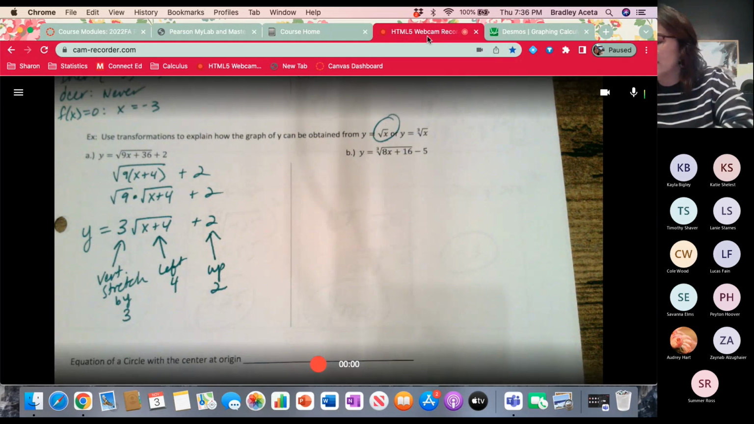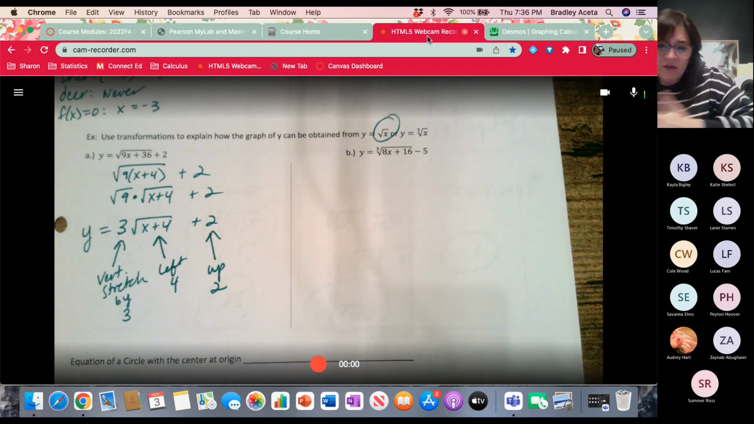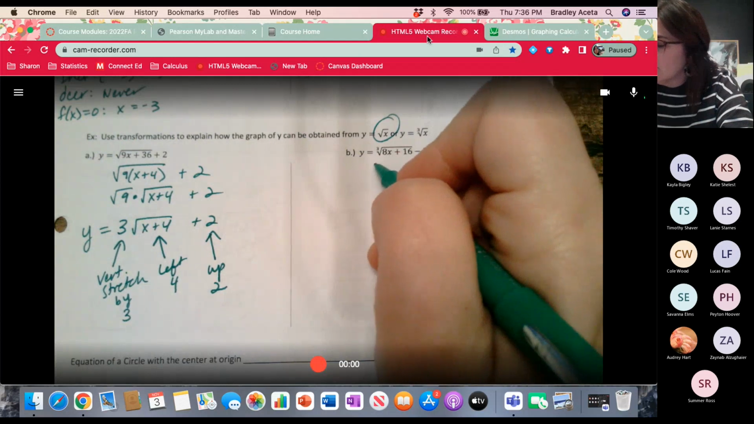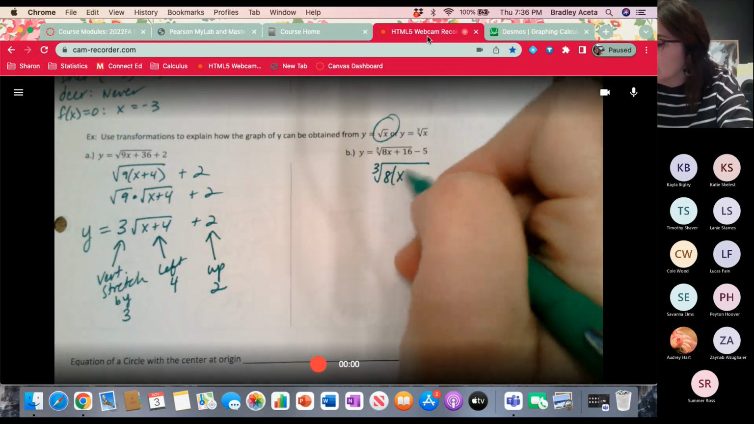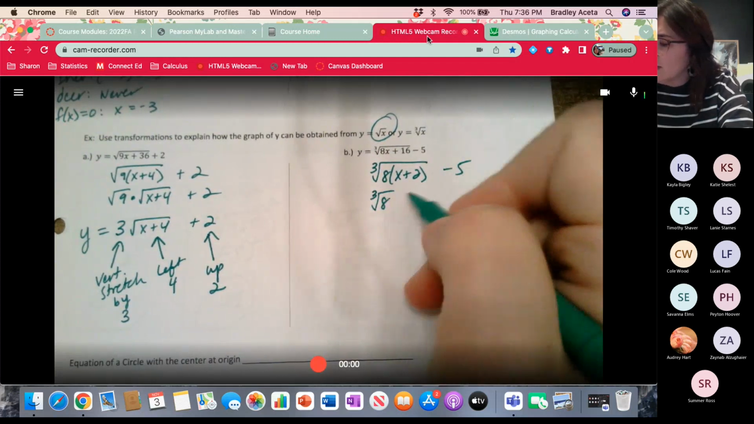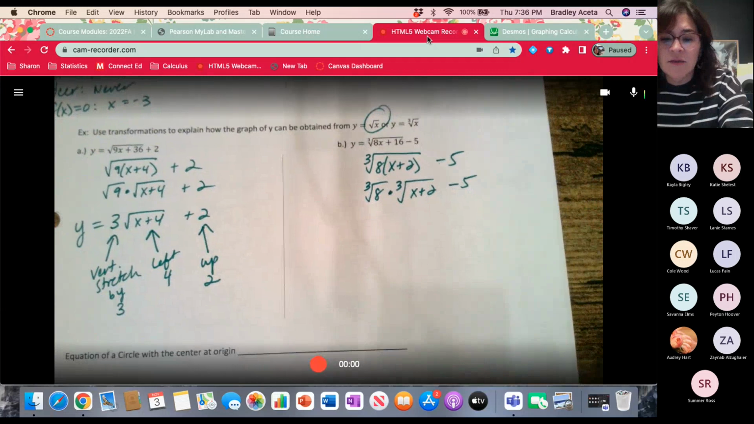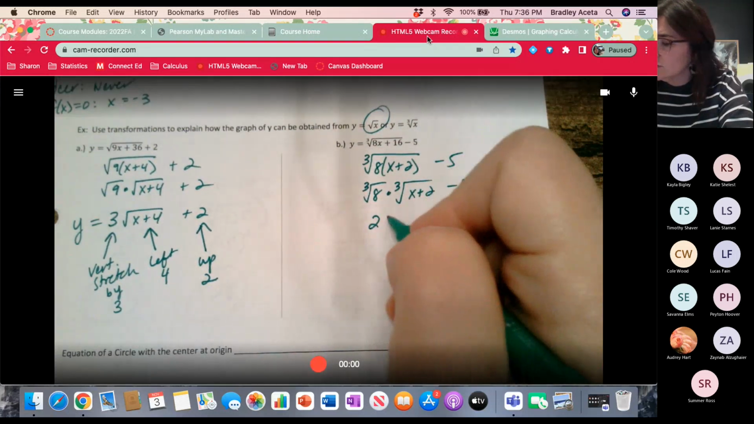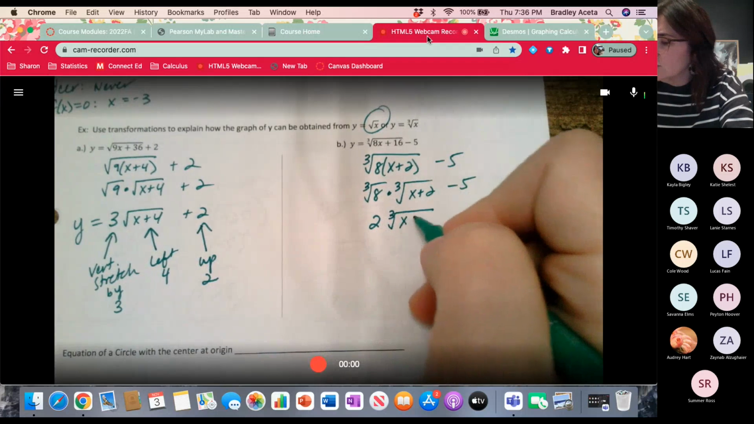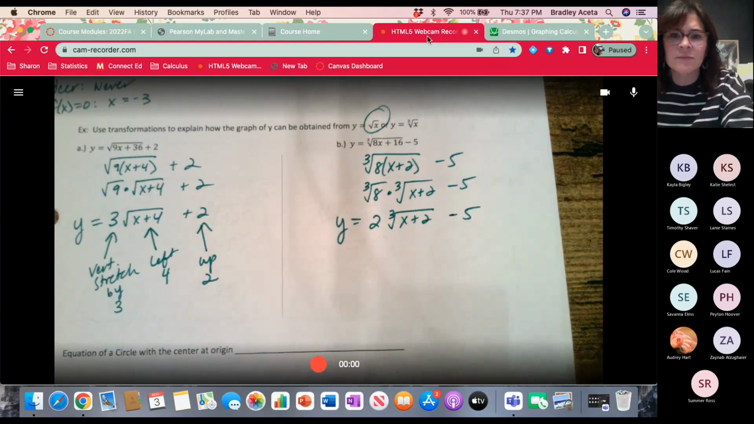Let's do another one like that. So again, part B example is y equals the cube root of 8x plus 16 and then minus 5. So underneath that radical, I want to factor it. I want to take out an 8 and I'm left with x plus 2. And then I can break this into the cube root of 8 times the cube root of x plus 2. And the cube root of 8 is 2. So 2 times the cube root of x plus 2 minus 5 is what y is actually equal to.